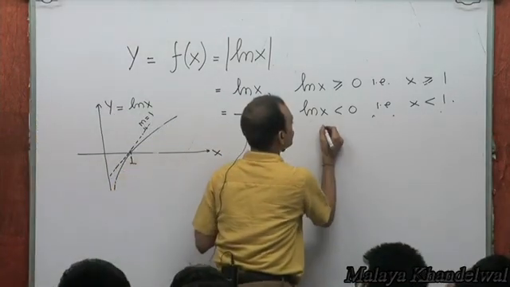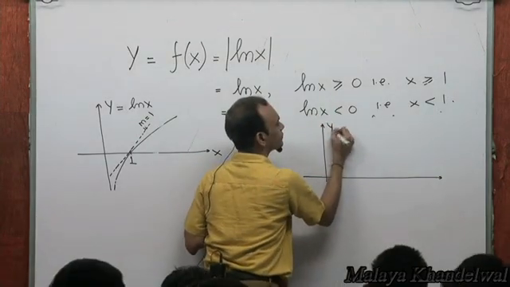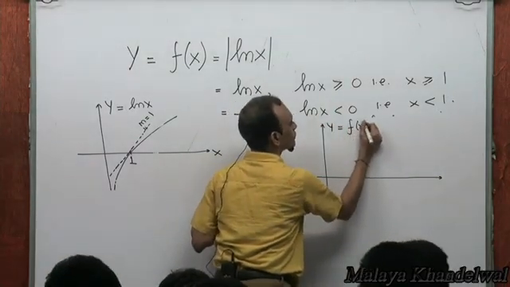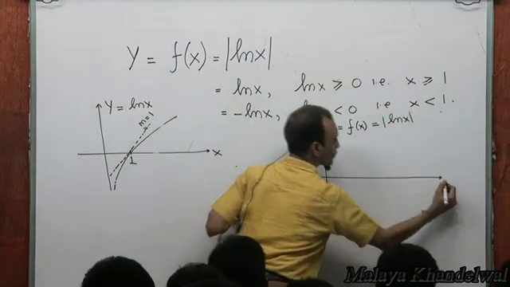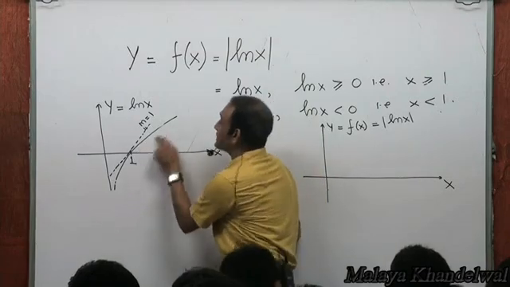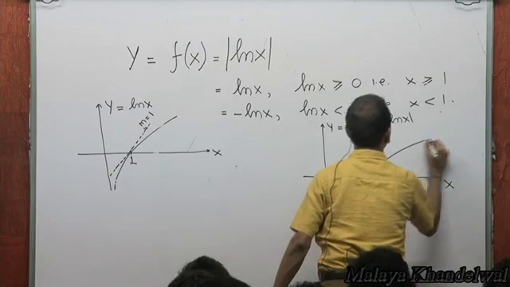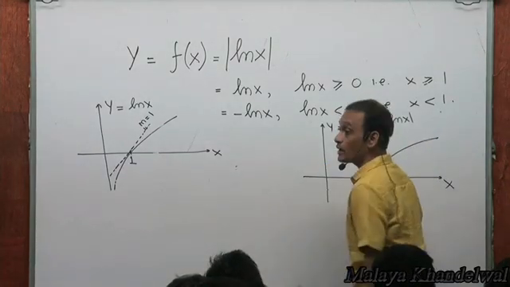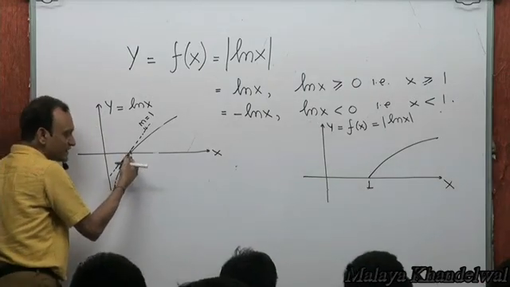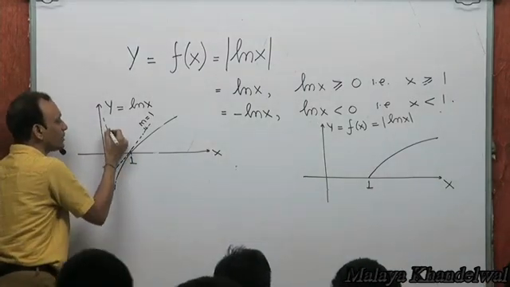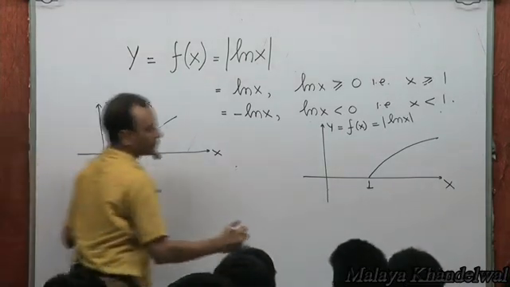Now, if I draw the graph of y equal to mod ln x, wherever ln x is positive, you retain the same portion, right? Wherever negative, you have to reflect this portion about the x-axis. ln x is negative here. You reflect this portion about the x-axis to get this portion. Yes or no? Yes. Right?